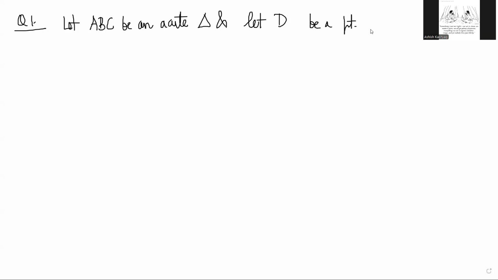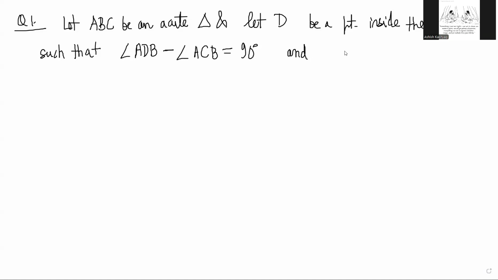Write down these questions. You can try these. Let ABC be an acute triangle and let D be a point inside the triangle such that angle ADB minus angle ACB is equal to 90 degrees and AC times BD is equal to AD times BC.